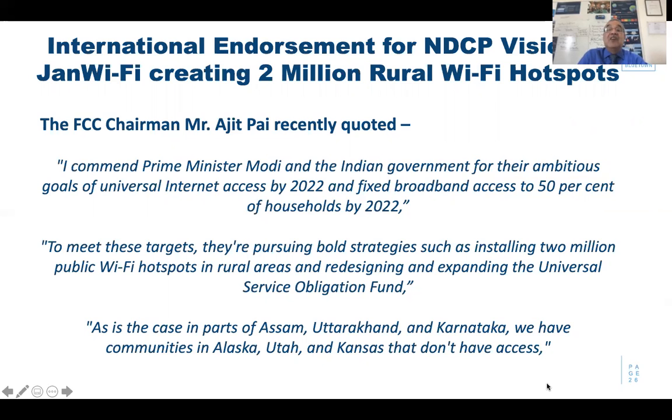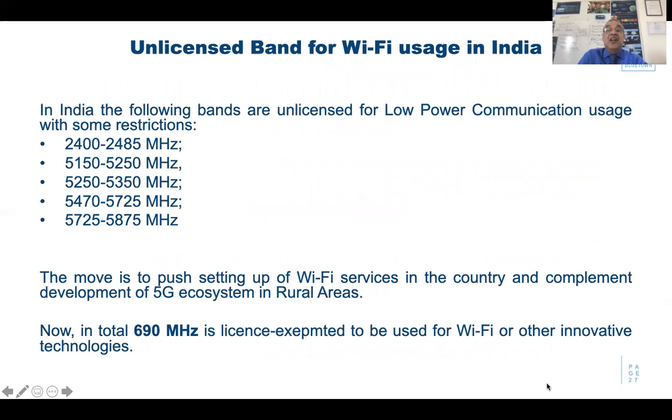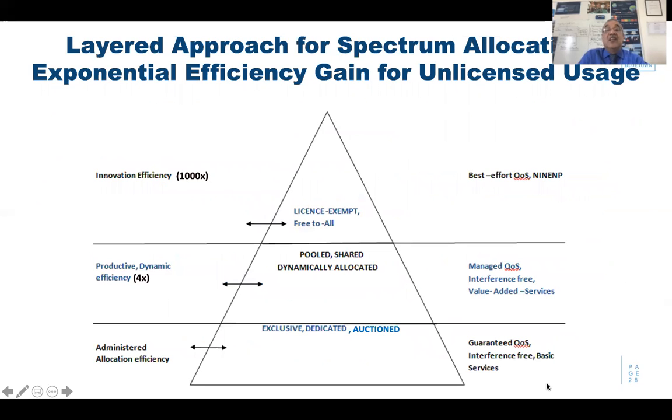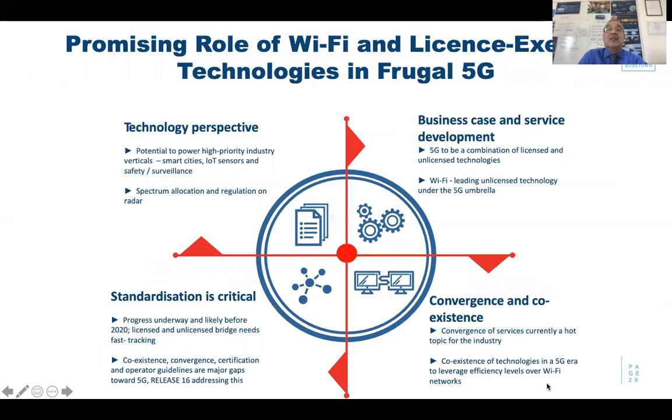And that is what our policy says. These are the bands which are unlicensed in India. Of course, they are known to most of you, 690. This is another concept that if you unlicense a band, its spectral efficiency increases 1000x actually. And this is the promising role which I've already explained also, that how both Wi-Fi and 5G together can lead to frugal 5G: technology perspective, business case and service deployment, convergence and coexistence. Standardization is critical.